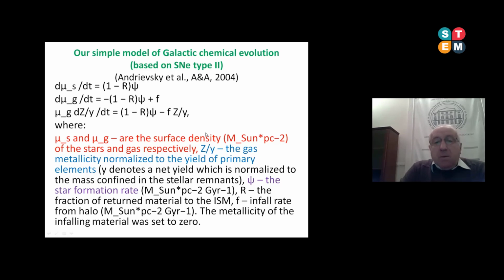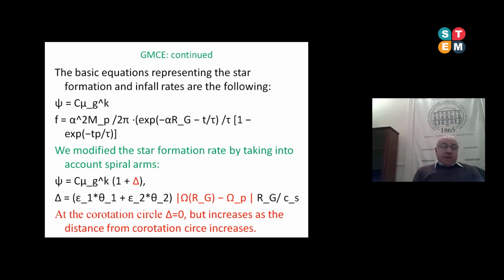So, a very important value here is psi. Psi is the star formation rate: how many solar masses we have in our disk per 1 gigayear. And we can start the solution of this equation with initial conditions. But the problem was the following.